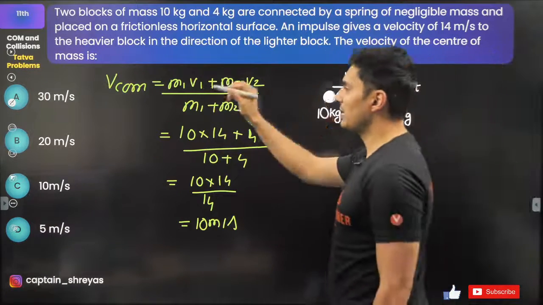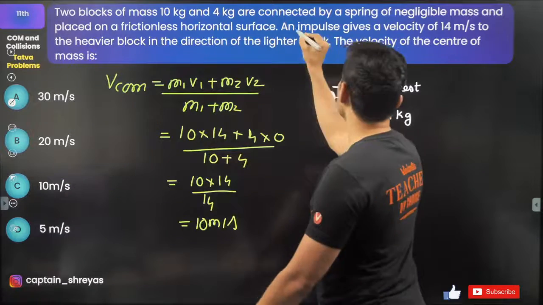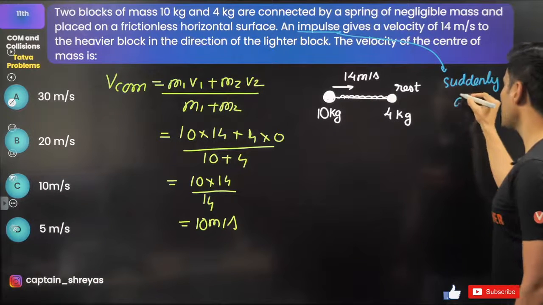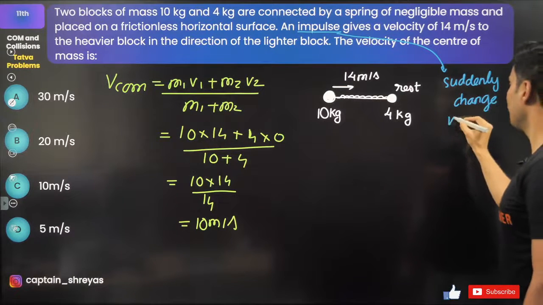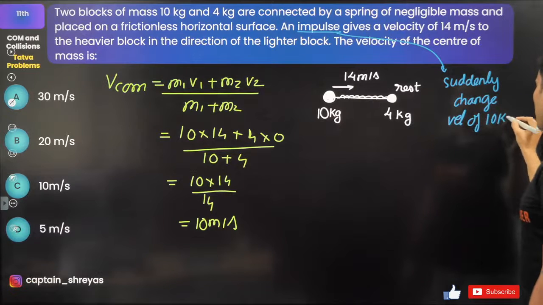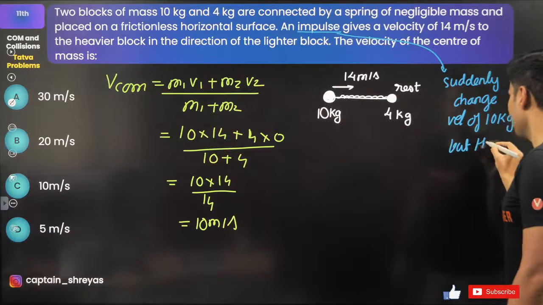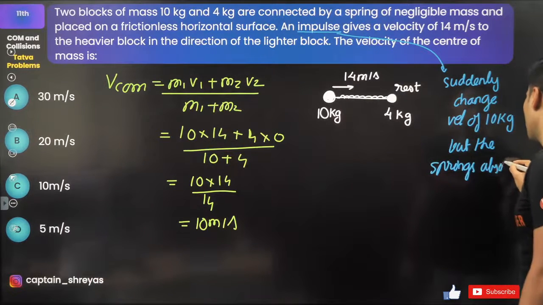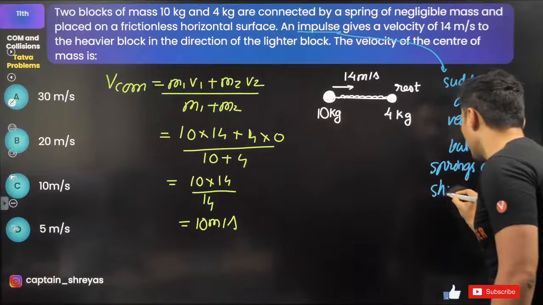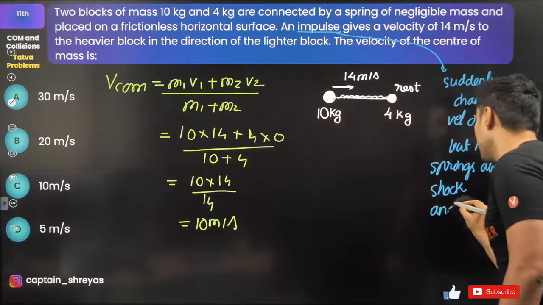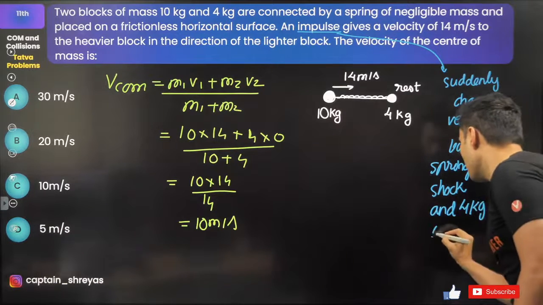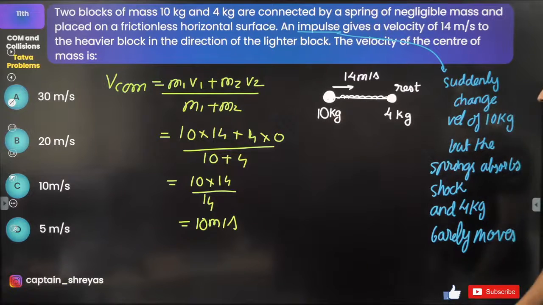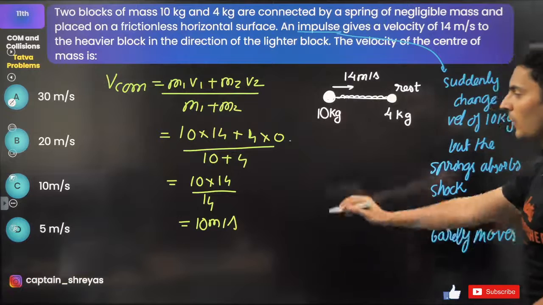Concept over here is this impulse. Understand what this impulse means. This impulse will suddenly change the velocity of 10 kg, but the spring absorbs the shock temporarily, and that 4 kg barely moves. So understand this concept. So that's why this guy is at rest, this guy is 0, and the answer is 10.